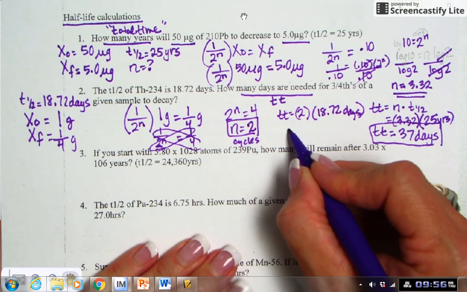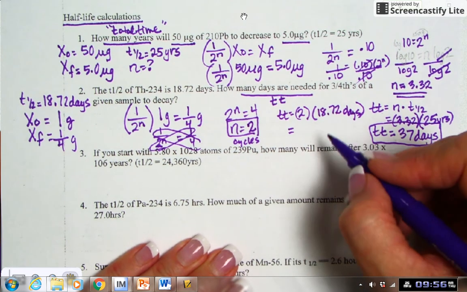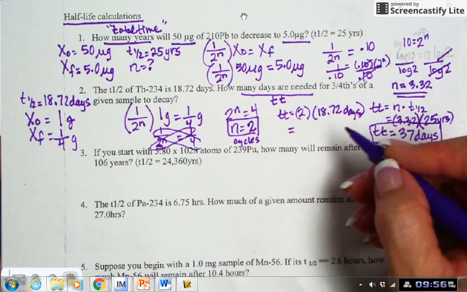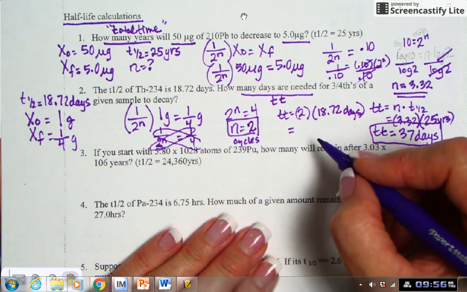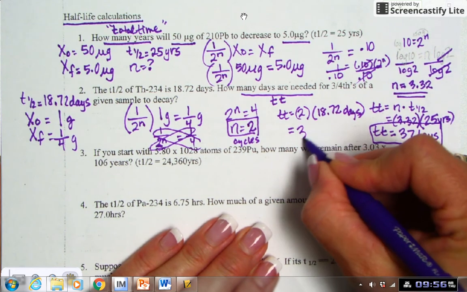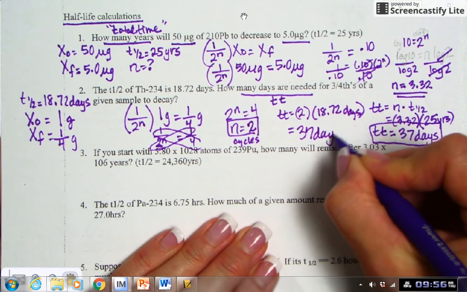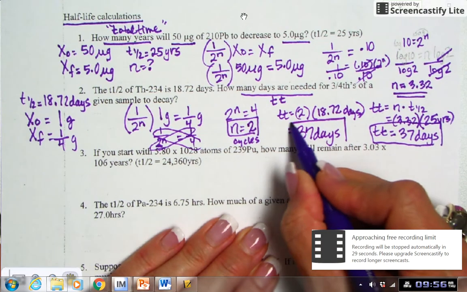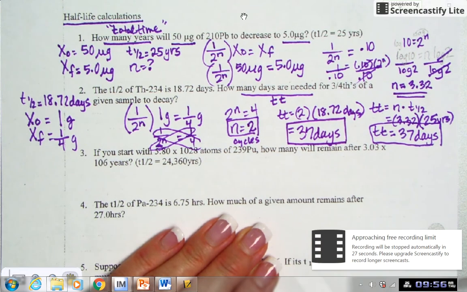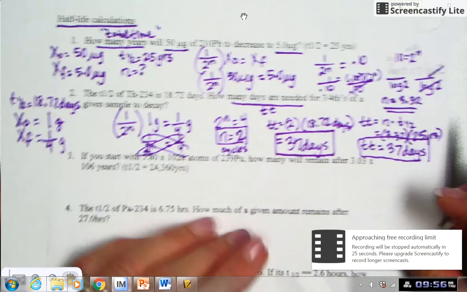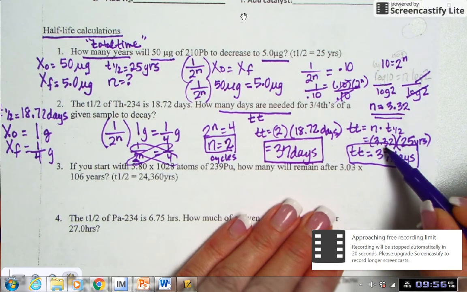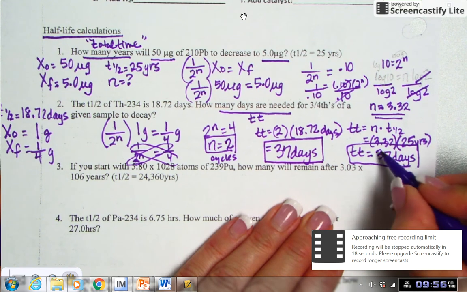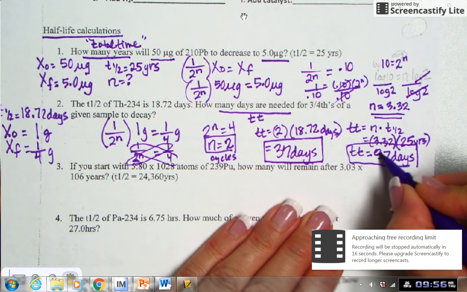And when you multiply that out, you're going to get 37 days. Oh, I apologize. I just realized something as I'm looking over here at my key up here. If you go back to number 1, some of you are probably screaming at me, that's not right. If you multiply 3.32 by 25, you should have on number 1 got 83 years.